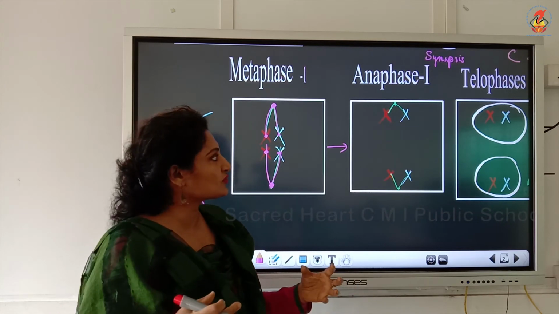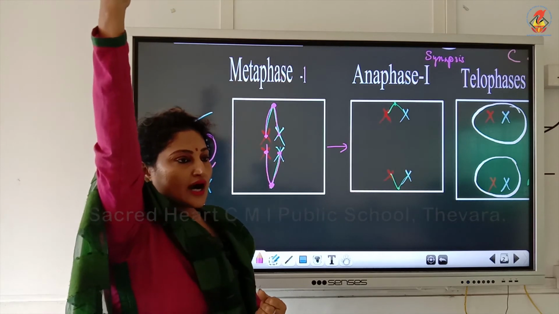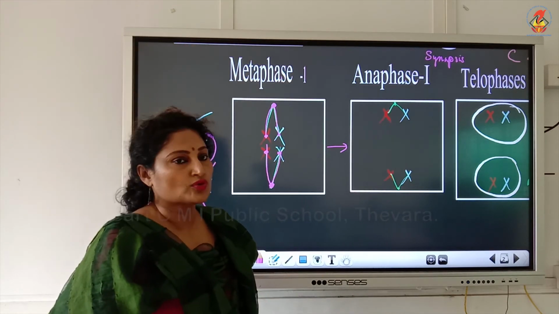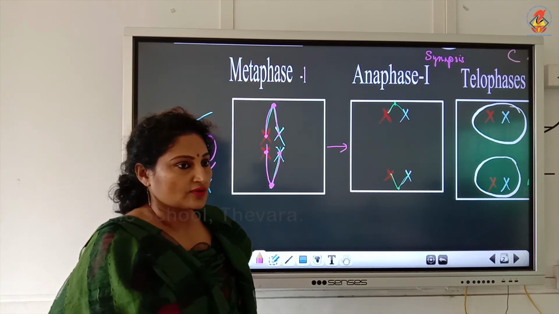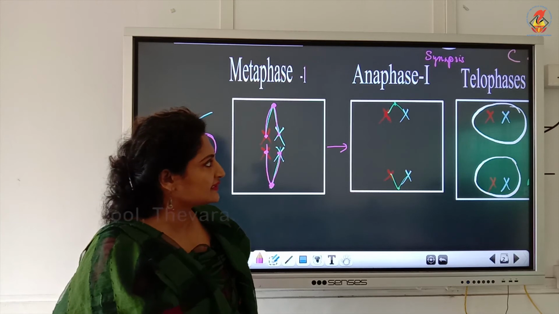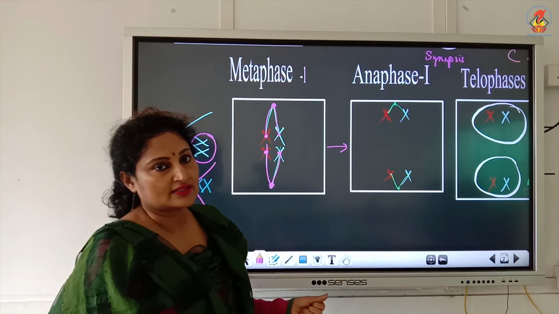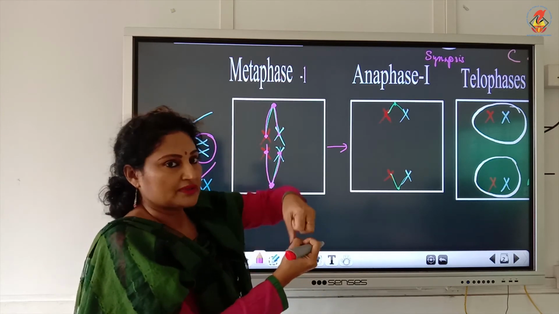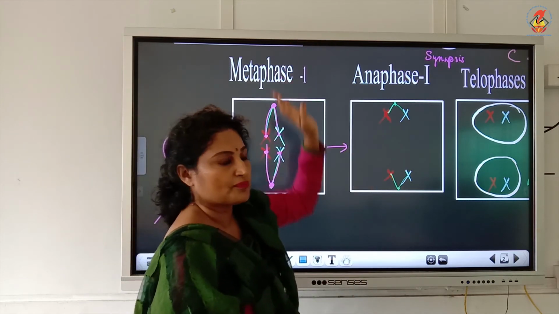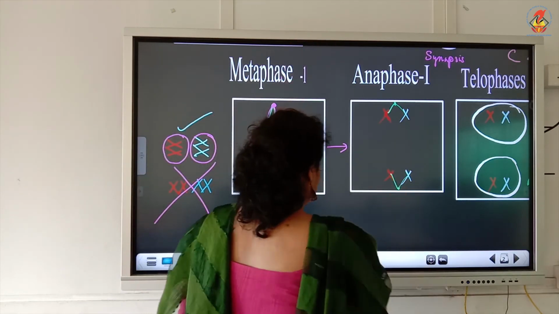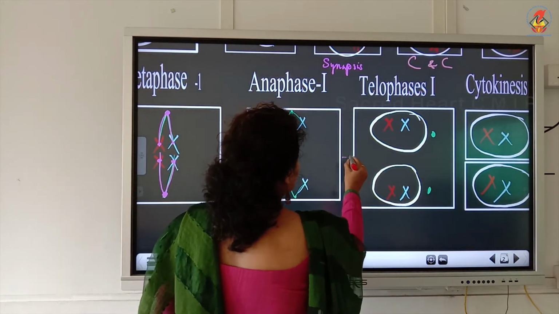So the homologous chromosomes separate. One red and one blue go to the upper pole and one red and one blue chromosome go to the lower pole. Okay, clear? Contraction of the spindle fibers results in the separation of the homologous chromosomes from one another. The red and red were together, now they separate and go away. The blue and blue were together forming a tetrad, they separate and move away to the opposite poles. That is happening in anaphase stage. And next we are moving to the telophase.